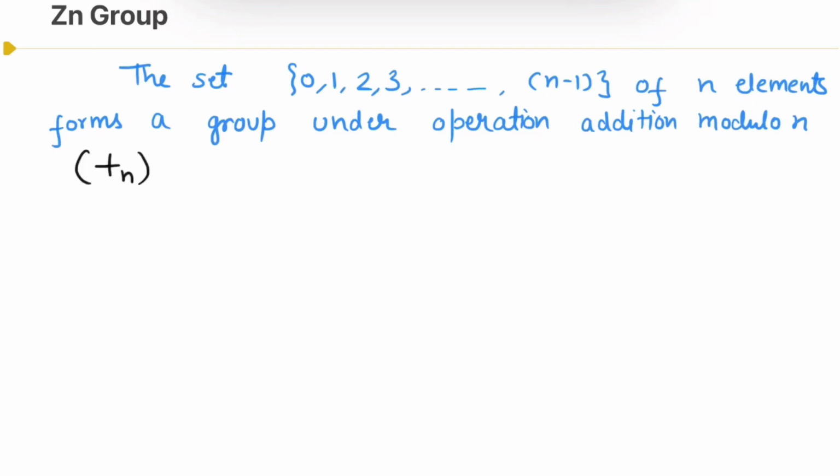This operation, addition modulo n, may be new to you, so let me first explain it. Suppose we have two elements a and b, then a +n b equals r, where r is the remainder obtained when a plus b is divided by n.